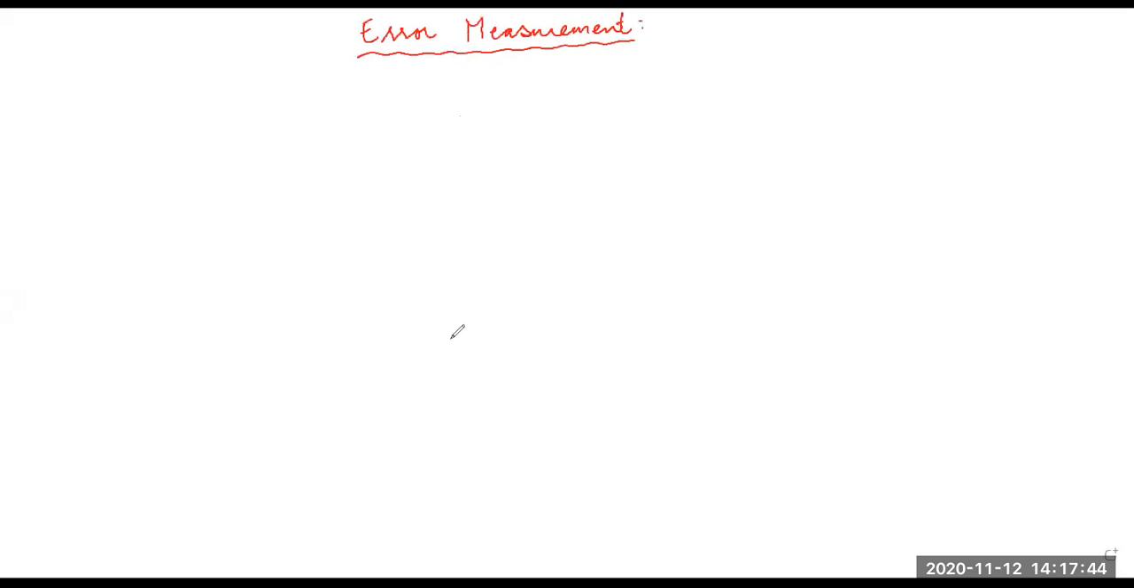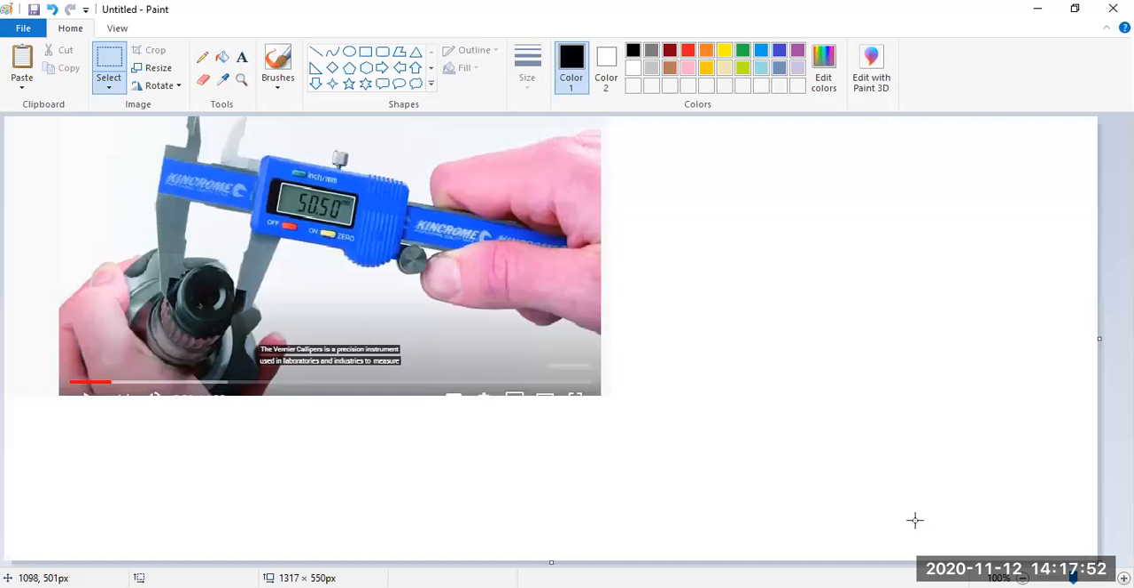So you just see this. Students, what you can see here is basically an instrument which is known as a vernier caliper. This is a precision instrument. Engineers use it. There is another instrument which is more precise and more accurate than this also. That is the screw gauge. There are other instruments also.